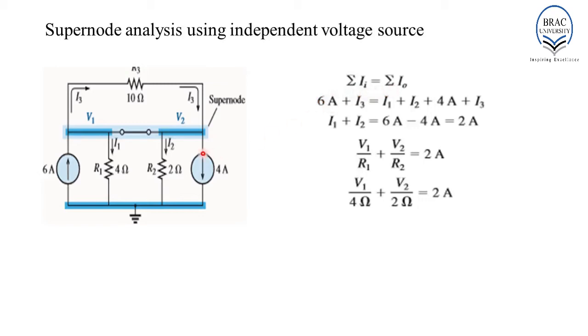In this case, 6 ampere and I3 are the currents entering the node. I1, I2, 4 ampere and I3 from this point are leaving the node. Thus, substituting the values over here, we can easily determine one of the linear equations, which is V1 by 4 plus V2 by 2 will be equal to 2 ampere.